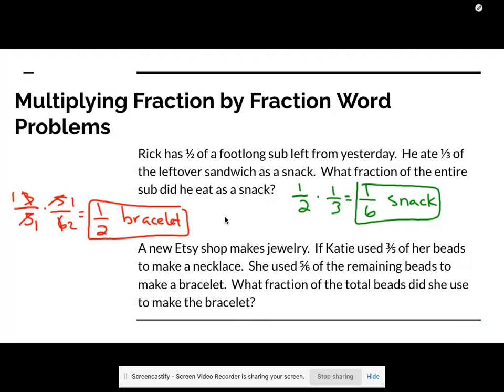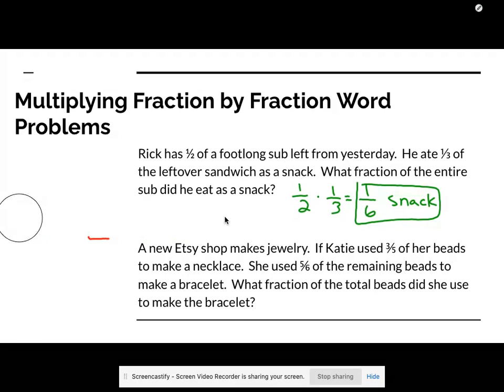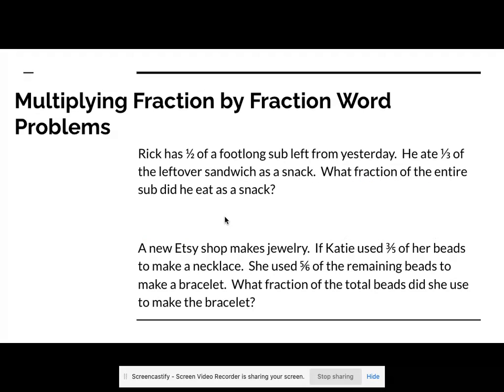Okay, so again, write your fractions nicely so you can see them easier, and then you can get into either canceling or reducing using the greatest common factor, then multiplying across, or you could multiply across and then reduce, whichever you feel most comfortable with.